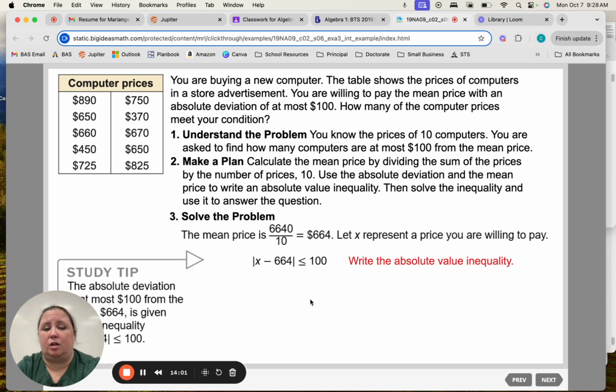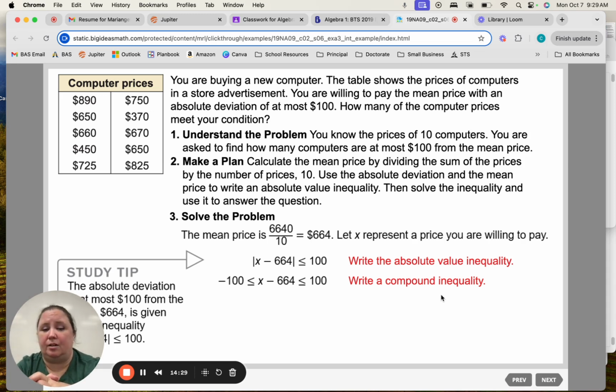And then solve it for x. Do we do 2 different inequalities? You can. You'll see here that they just wrote it all in one like we would a compound inequality. Guyona, you should be writing. All right, so if you have negative 100 is less than or equal to x minus 664 is less than or equal to 100.